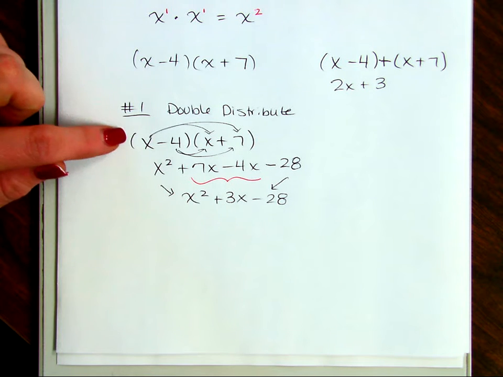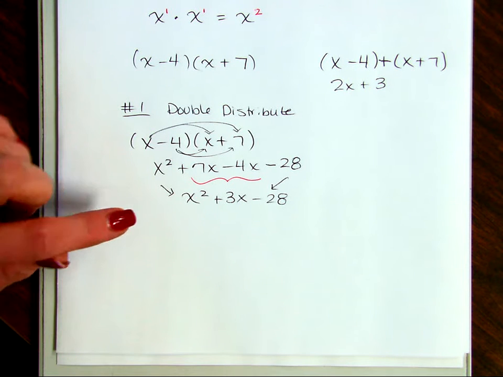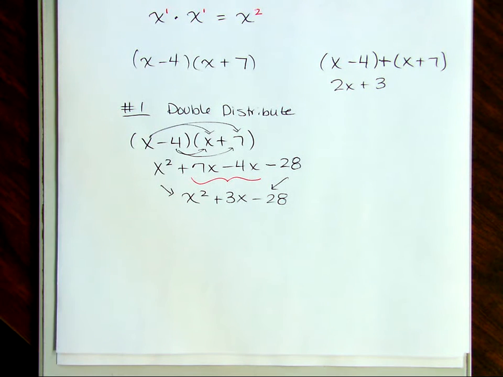So when I multiplied this binomial times this binomial, my answer worked out to be a trinomial, okay? There's 3 terms. So that's the standard way to do that.